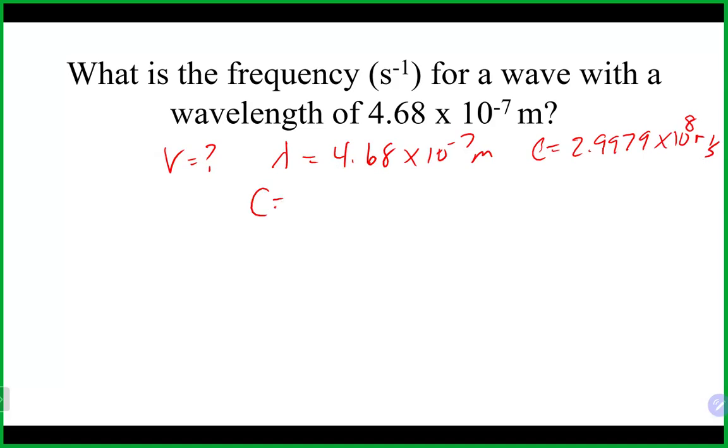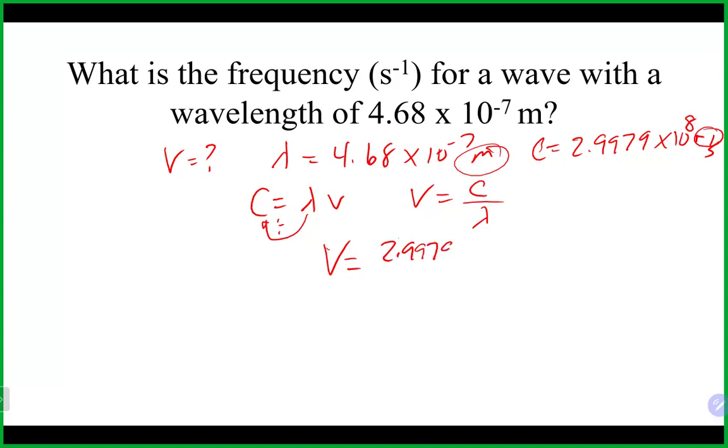So using our equation, c is equal to wavelength times the frequency. We're going to solve for the frequency by dividing that to the other side. So our frequency would equal c divided by the wavelength. In this case, that's already in meters, which is going to work good for that one as well. So putting that in there, going to give us 2.9979 times 10 to the 8 meters per second divided by 4.68 times 10 to the minus 7 meters.